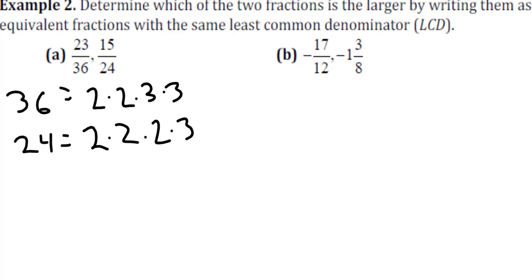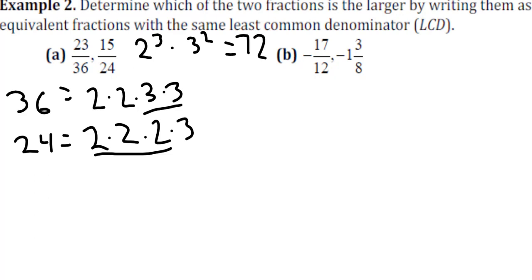So now we just have to take the biggest powers of each number. So notice for 2's, we need 3 of them. So I'm going to write it up here, 2 to the third. And then for our 3's, we need 2 of them. So that'd be 3 squared. So 2 to the third is 8. And then 3 squared is 9, so 8 times 9 is 72. So that's our least common denominator for this problem.